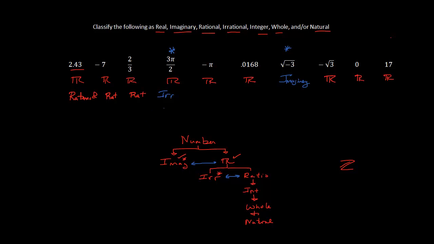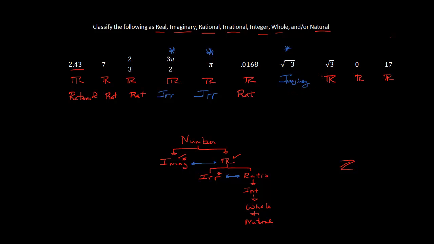Negative pi, doesn't matter if it's positive or negative. If it has pi in it, it will always be irrational. And again, I'm going to indicate that I can no longer further subqualify this value by putting a star above it. 0.0168, we could definitely write that as a fraction. So we're going to put that as rational. I can no longer further subqualify square root of -3 because it's imaginary.